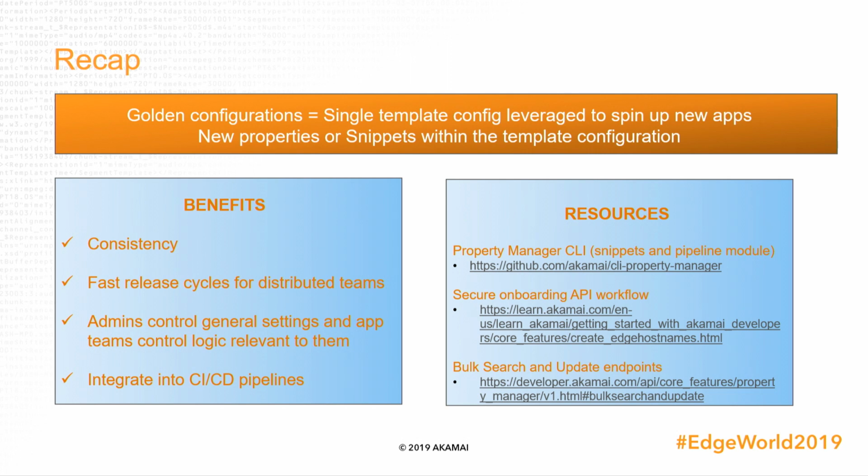For method 2, we used a couple of different tools. The first one was the new secure onboarding API workflow that we released. This one's on learn.akamai.com. Go to the getting started section over here, and you'll see a card for spin up a new secure property. The second tool that we have is the bulk search and update endpoints. It's on developer.akamai.com, our API documentation. Go under property manager and you'll see a section for bulk search and update.